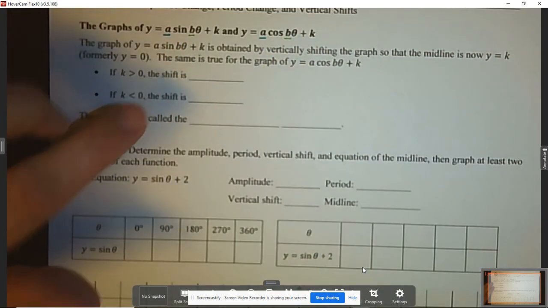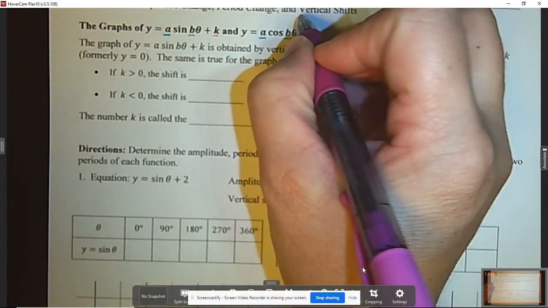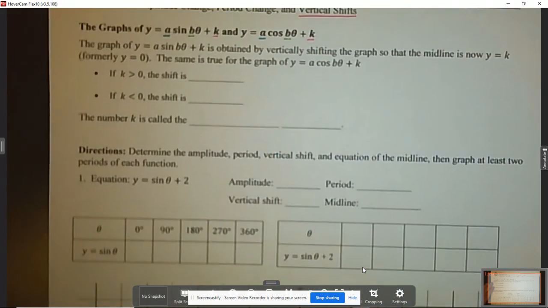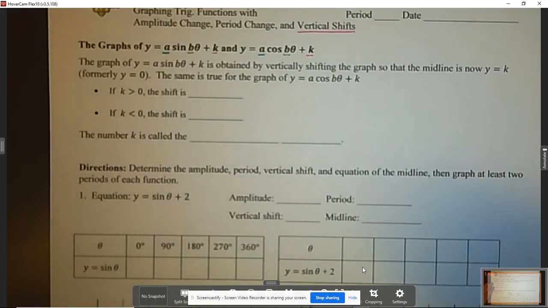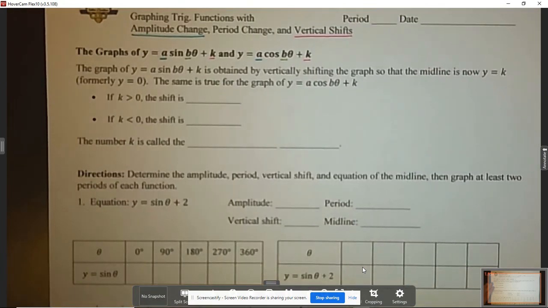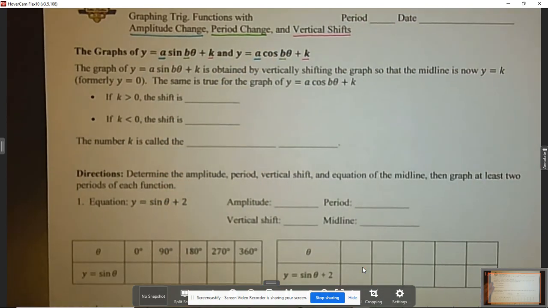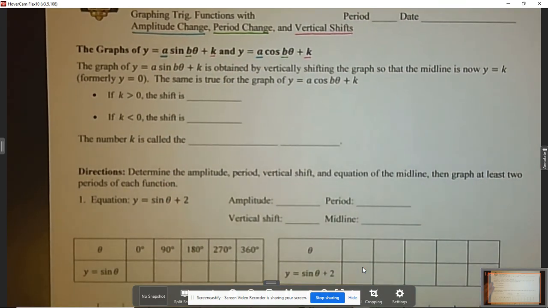So the newest component is k. That is another outside number, and that is going to shift our graph up or down, okay? So a will change the amplitude, b will change the period, and k will shift it up and down vertically. So when we shift the graph vertically, either up or down, we're also going to shift that midline up or down. So that's what this is saying right here.